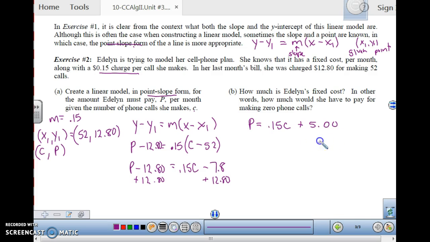So what's your y-intercept? It's going to be this value right here. This is the y-intercept, or the starting value. So remember, you can use point-slope to convert into slope-intercept, and then you can find your value. So your fixed cost on this problem is going to be $5. So that's point-slope form, and then we can convert that into slope-intercept form.